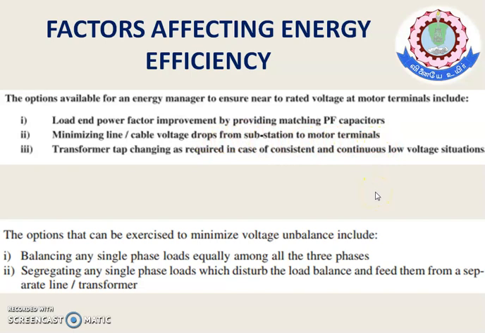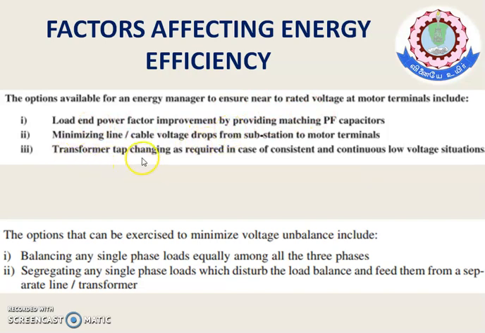And minimize the line or cable voltage drop from substation to the motor terminal. In the substation, the voltage may be 230. At your end, voltage may be 220. That is a drop in the cable. So now you need to reduce the cable resistance so that you can reduce the voltage drop. So that can be adopted.